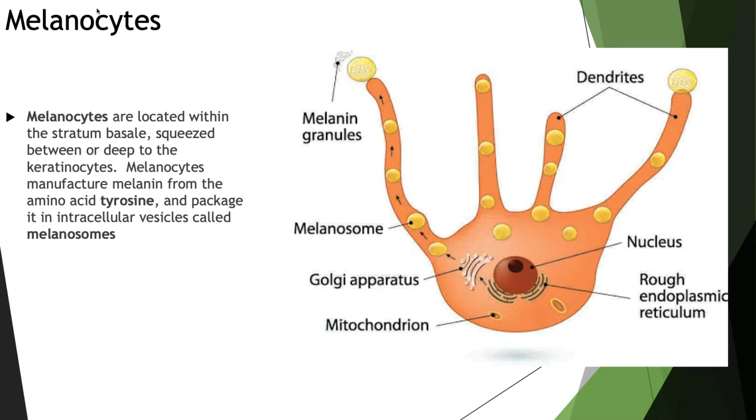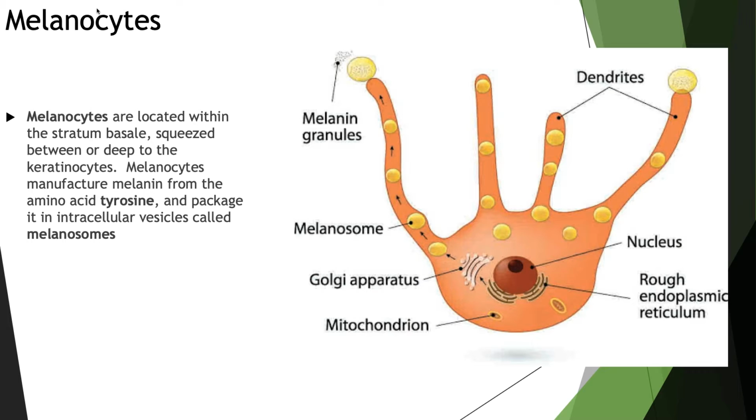So you have melanin, which is a brown, yellowish-brown, black pigment that's produced by melanocytes, and you can see those here. And melanocytes are located within the stratum basale and squeezed between or deep to the keratinocytes. Melanocytes manufacture melanin from the amino acid tyrosine and package it into intracellular vesicles called melanosomes. Melanosomes would then travel within the processes of the melanocytes and are transferred intact to the keratinocytes.